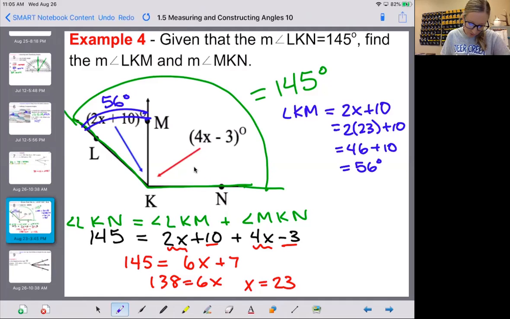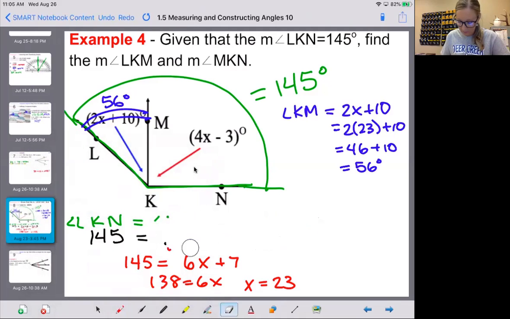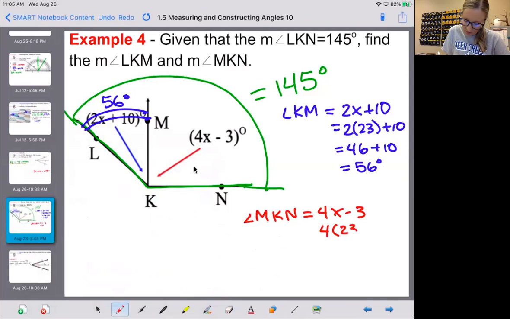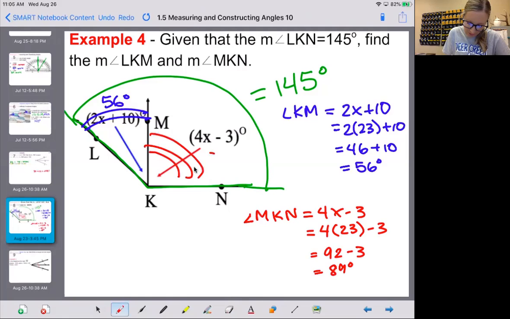Okay, let's find the red angle next. If it's okay with you guys, I'm going to erase some of this down here. Okay, so now I need to find the measure of angle MKN, which is 4x minus 3, but we knew that x is 23. And so we have 90, what is that, 92 minus 3, or 89 degrees. Okay, so over here is 89 degrees.